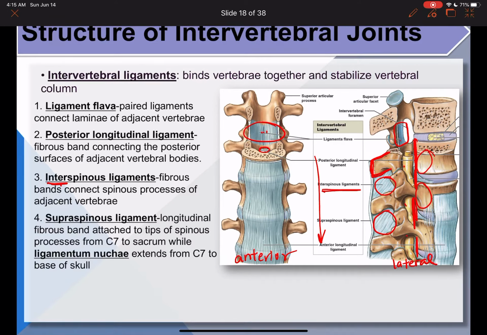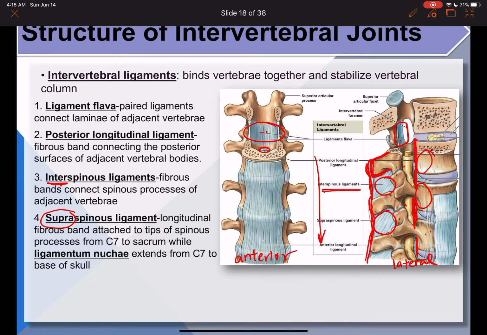Supraspinous, again, the name tells you what it does. Supra being on top of, okay? So this here that lays on top of the spinous process is the supraspinous ligament, okay? So this is the longitudinal going downwards, that attach the tips of the spinous process from your C7, which is the 7th cervical vertebrae, all the way down to the sacrum.